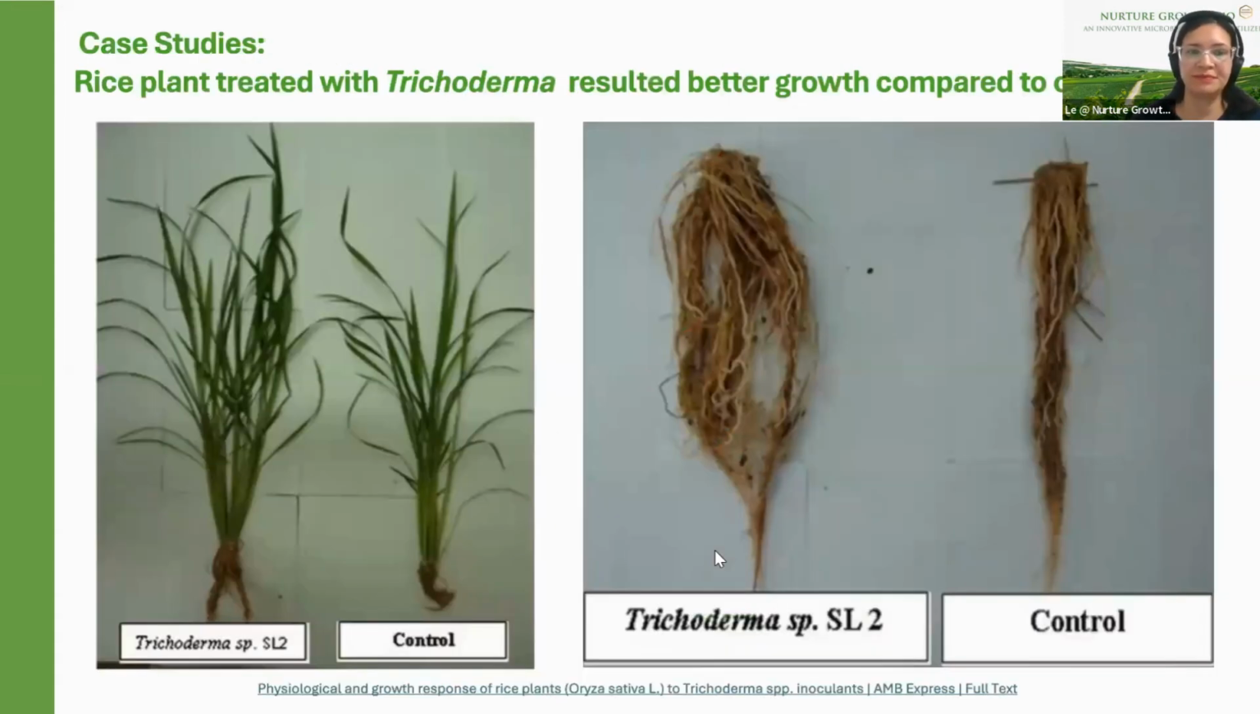So Trichoderma plays an important role in nutrient cycling by decomposing this organic matter and making the soil more nutritious. So now let's talk about some case studies. This is an example of a rice plant treated with Trichoderma, which resulted in better growth compared to the untreated one. We can see on the left side, the rice plant treated with Trichoderma species is showing good green growth in comparison to the control. It is also showing good growth in the root area in comparison to the control one. So it is helpful in the growth and development of the green part as well as the root area of the plant.